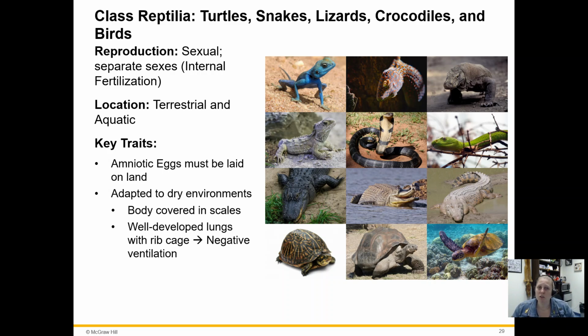Sea turtles are included in this, and sea turtles are a group that have moved back into the water. And so that's why sea turtles have to come on land to lay their eggs. If they lay their eggs in water, the eggs will drown because the eggs are adapted to being on land and handling that dry environment. So, what does the amniotic egg look like and why is it so keen?